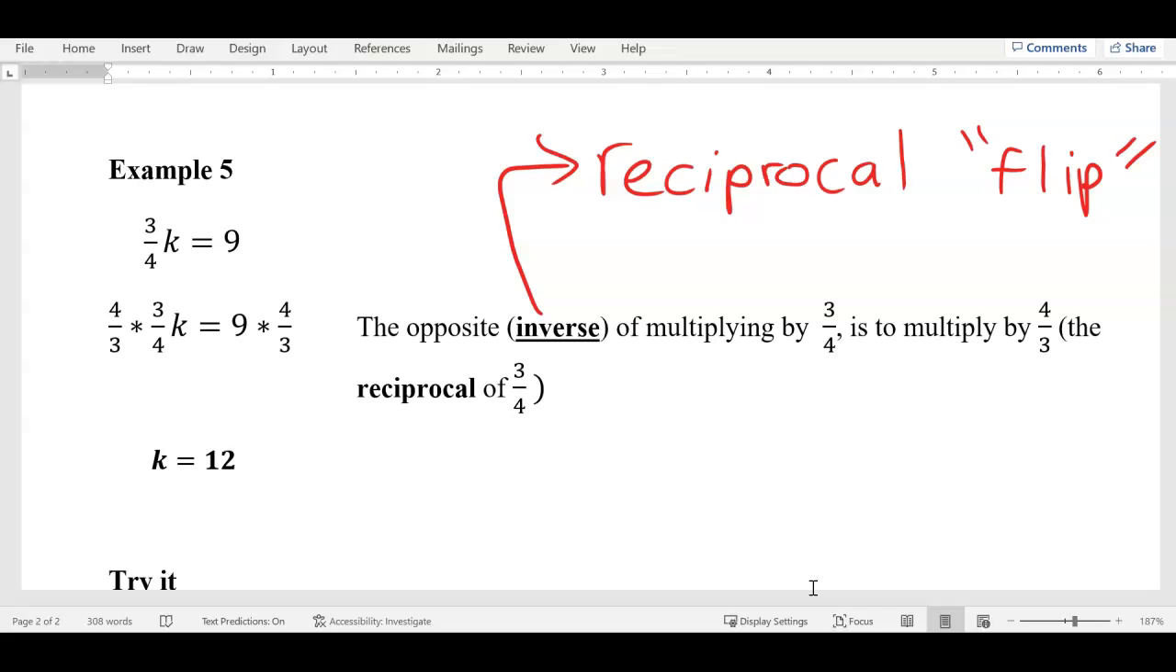Now, on that left, those 4's cancel, and those 3's cancel. You can scratch those out. That's why we did it, so it would go away, right? And now I'm just left with k, and then I have to think, what's 9 times 4 over 3? I showed you how to get that in the calculator to put in a fraction, but if you multiply them, you should get 12.